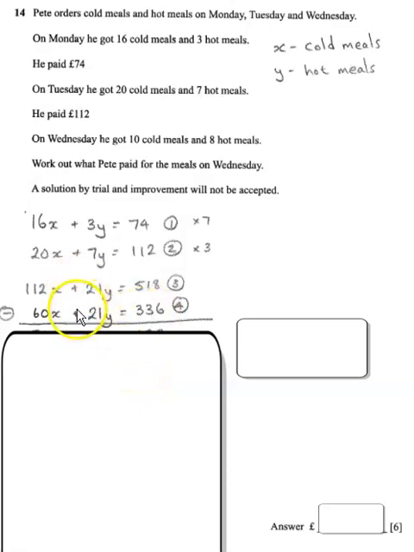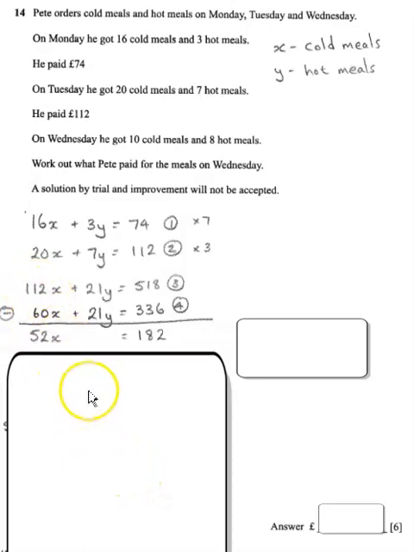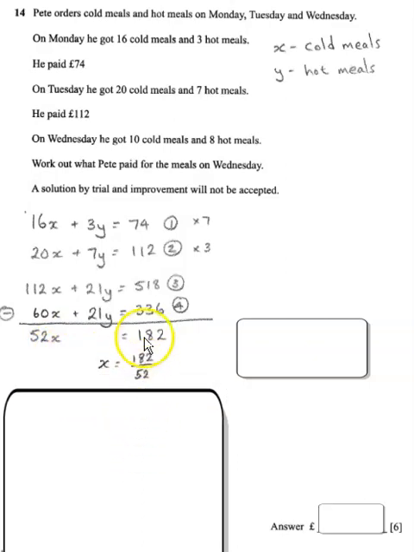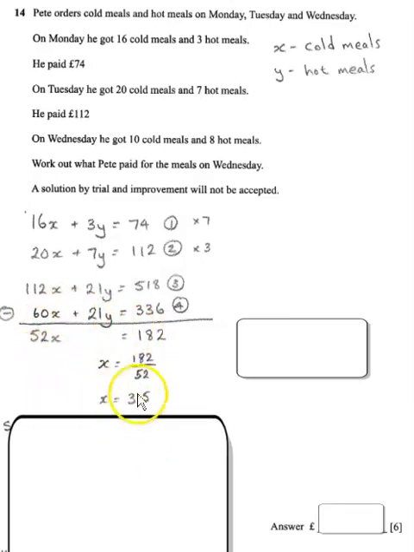Now, because the signs in front of the 21Y are the same, we are taking these two equations away. So we've got 112 take away 60 is 52X. The 21 take away 21 is gone, it's 0. And then 518 take away 336 is 182. Now we've got an equation: 52X equals 182. So it's 182 divided by 52, and when we work that out, it's 3.5 or £3.50.